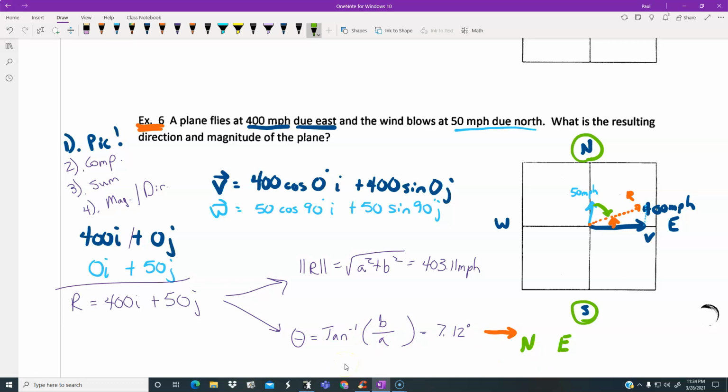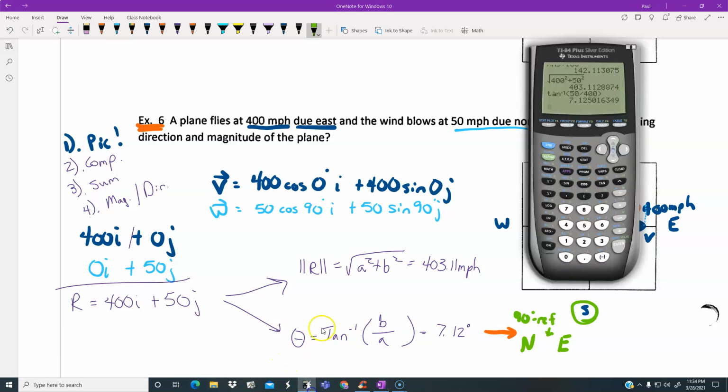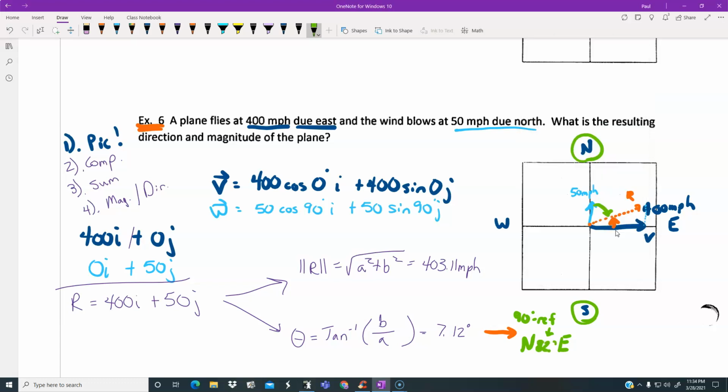And so I'm going to put here 90 minus the reference angle. And that angle would be, let's see what we got here, 90 minus this angle would be an angle of 82.9 degrees. 82.9 degrees east. And that would be the bearing way to write that angle. Okay? Now, understand the big difference here.